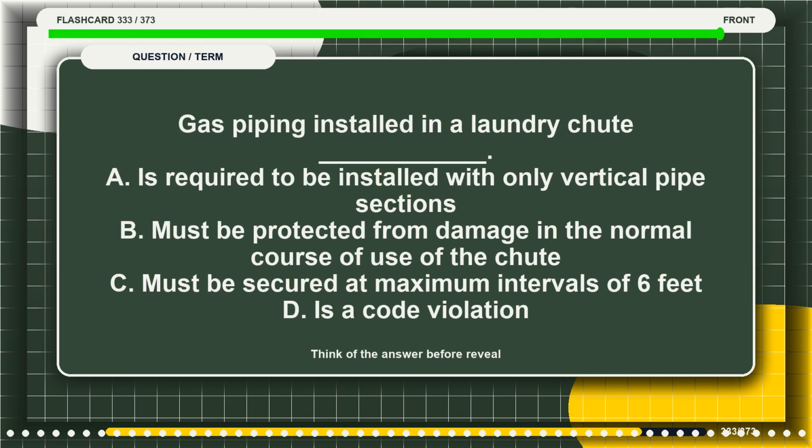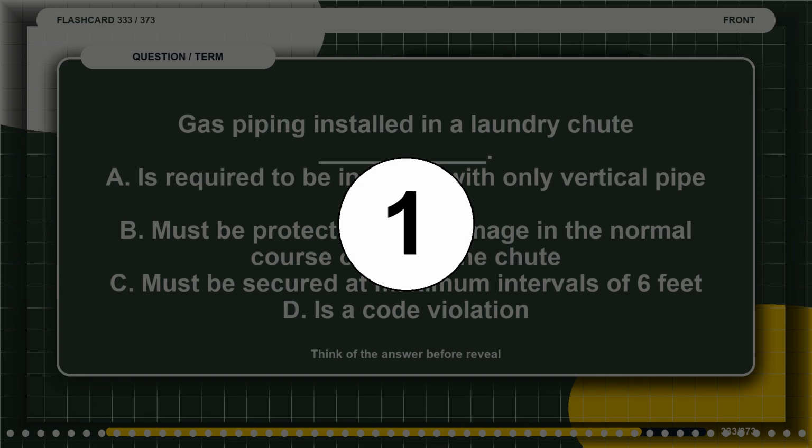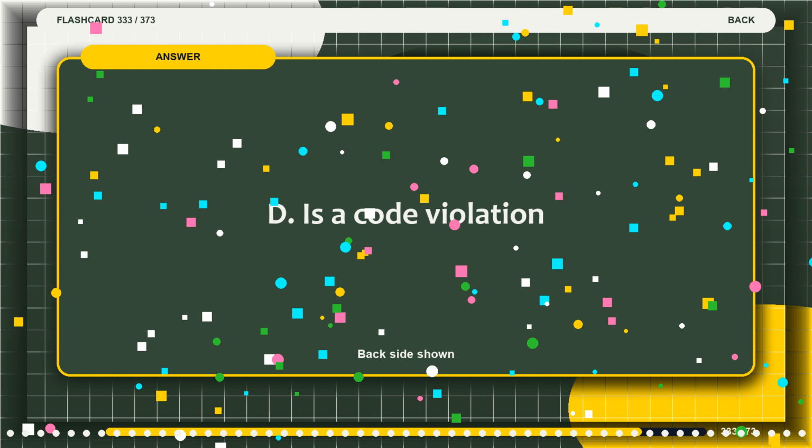Flashcard 333. Gas piping installed in a laundry chute blank. A. Is required to be installed with only vertical pipe sections. B. Must be protected from damage in the normal course of use of the chute. C. Must be secured at maximum intervals of 6 feet. D. Is a code violation. Think of the answer before the reveal. The answer is D. Is a code violation.